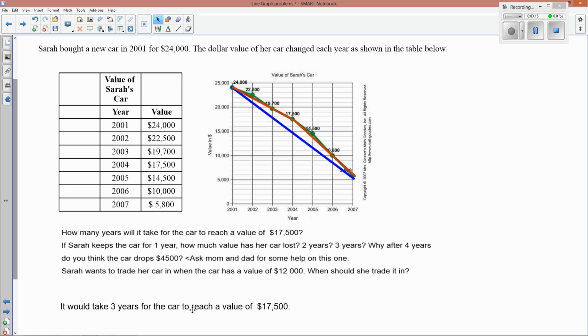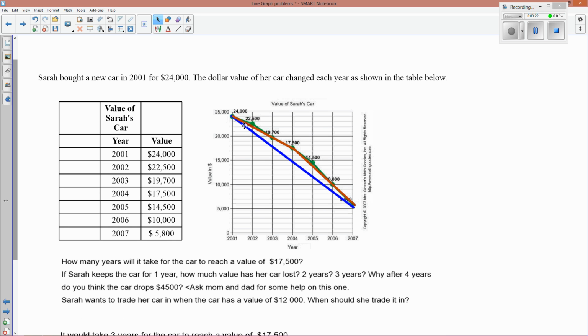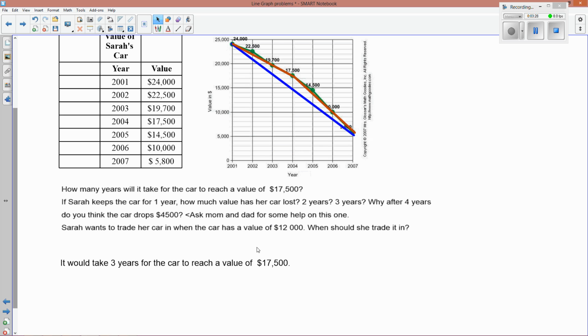I'll put the answers down here. If Sarah keeps the car for 1 year, how much value has her car lost? So this is just the, you know, the 24,000 take away 22,500. Sarah's car, you know, has lost a value of $1,500 after a year.